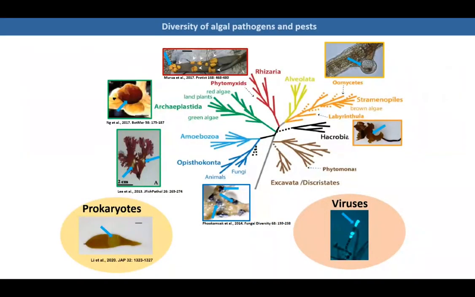In terms of phylogenetic origin, it is evident that algal pathogens and pests are of diverse origin and omnipresent, as it is illustrated in this tree here. We can find those pathogens and pests in all major lineages. Here we see, for example, oomycetes and brown algal pathogens. Then there are fungi that infect macroalgae. We have red algal parasites and green algal endoepiphytes. And here you can see a phytomyxid pathogen. And of course, viruses and prokaryotes are also known to infect macroalgae.